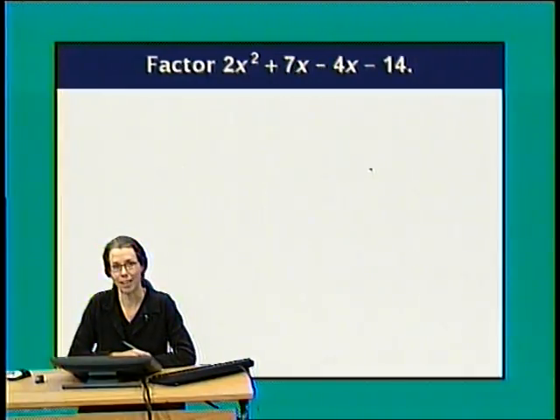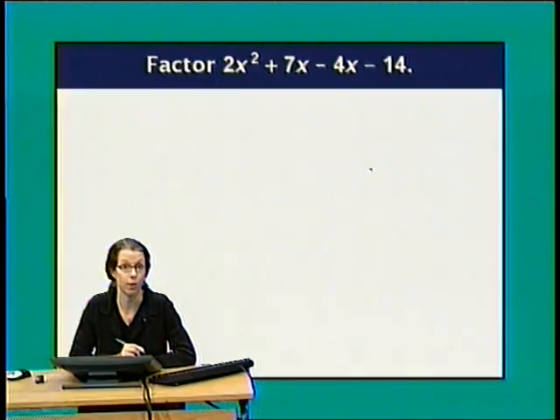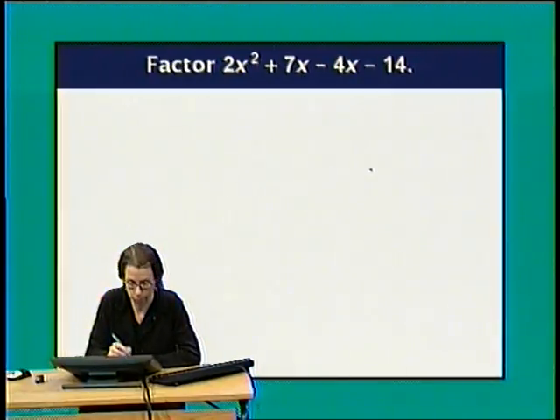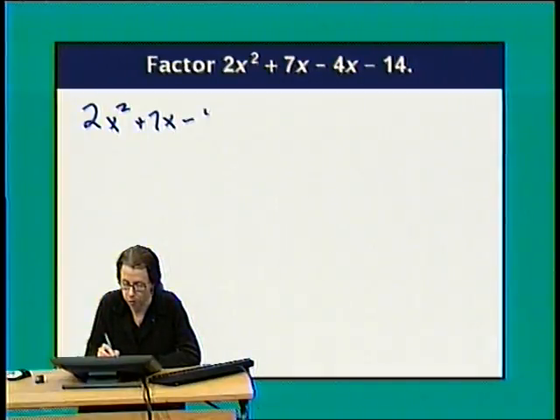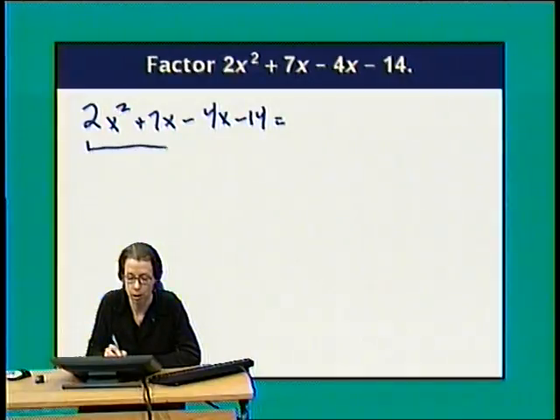Let's try this trick again. Here again, I have a polynomial expression with 4 terms. The first thing I want to do is check for common factors to all 4 terms, and I see that I don't have any in this case. So what I'm going to do now is see if I can possibly start factoring this by grouping the terms 2 by 2. So 2x squared plus 7x minus 4x minus 14.